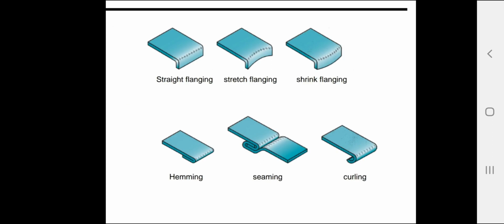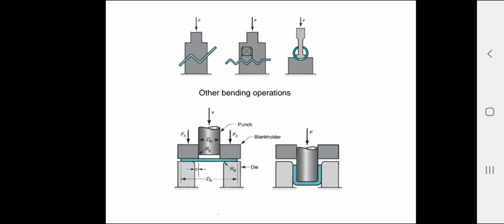So you can see straight flanging, stretch flanging, shrink flanging, hemming, seaming, and curling. These diagrams are self-explanatory. Such operations are carried out for different applications. In seaming, two pieces are joined without any welding or fastening with the help of the seaming operation. These are leakproof and airtight joints you can get.